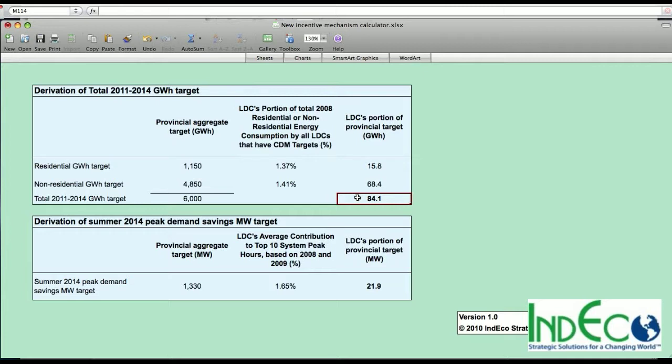Note that this target is derived by a specific split between residential and non-residential classes. While the LDC must deliver a mix of CDM programs across all consumer types in its service area, the LDC does not have to follow this exact split when meeting its energy target. The summer 2014 peak demand CDM target is derived from the provincial peak demand target, as well as the selected LDC's average contribution to the top 10 system peak hours based on 2008 and 2009. This particular LDC has a total summer 2014 peak demand savings target of 21 megawatts.